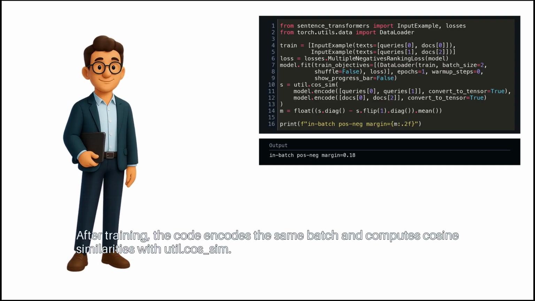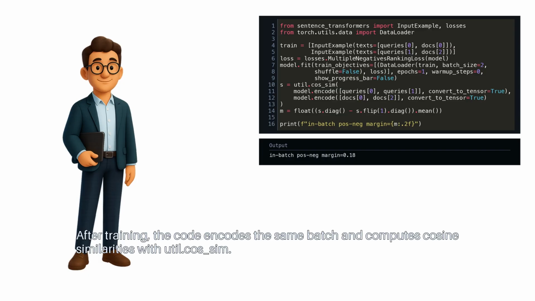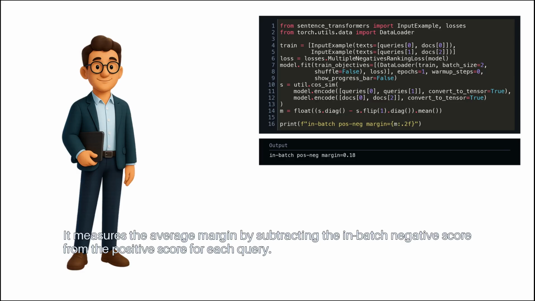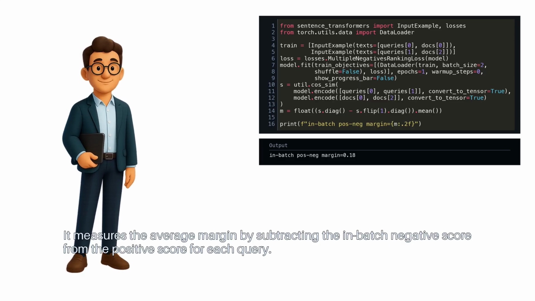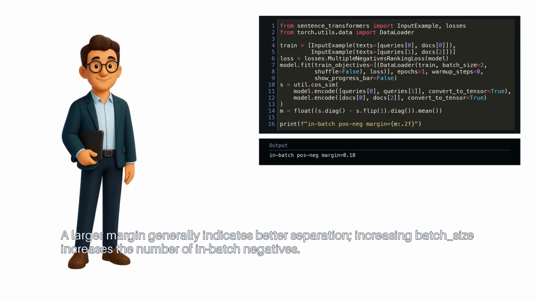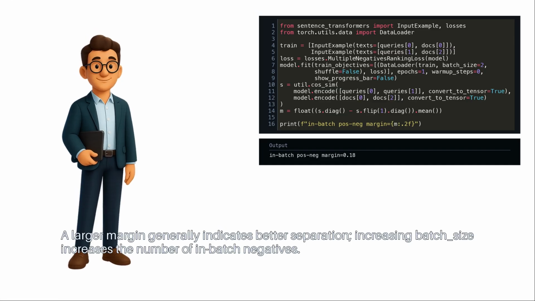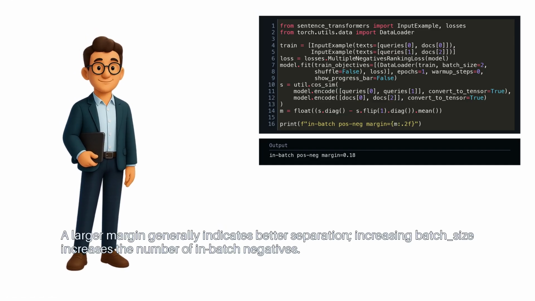After training, the code encodes the same batch and computes cosine similarities with util.cos_sim. It measures the average margin by subtracting the in-batch negative score from the positive score for each query. A larger margin generally indicates better separation. Increasing batch size increases the number of in-batch negatives.